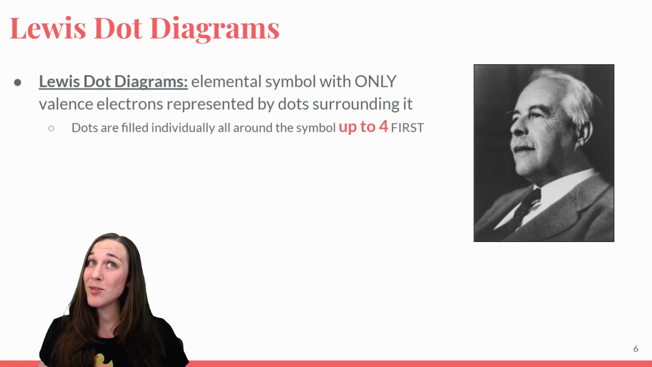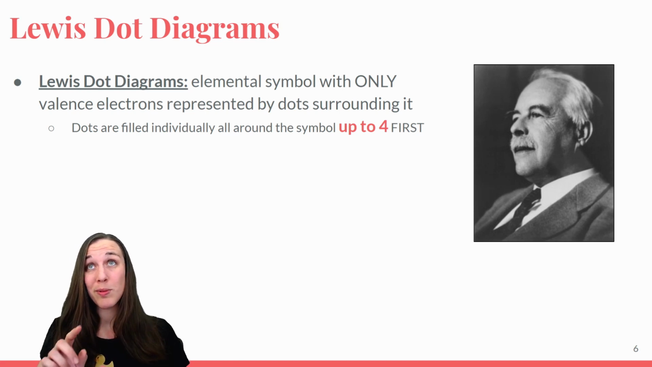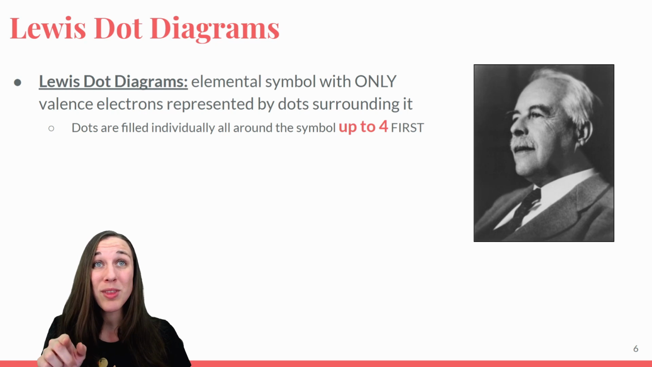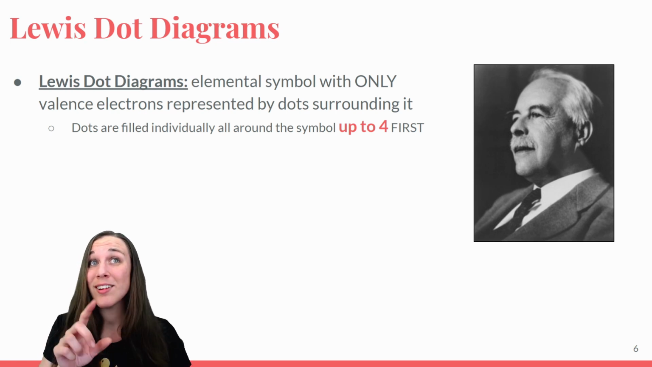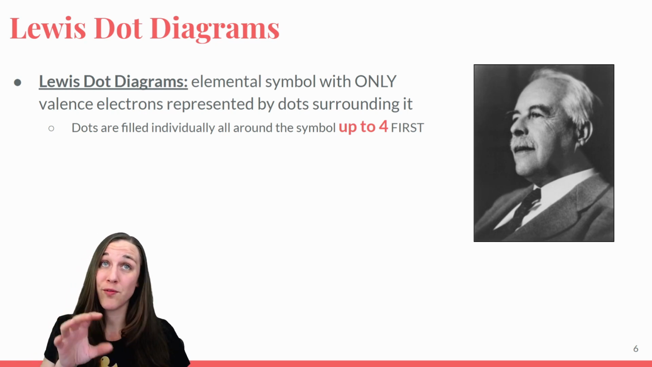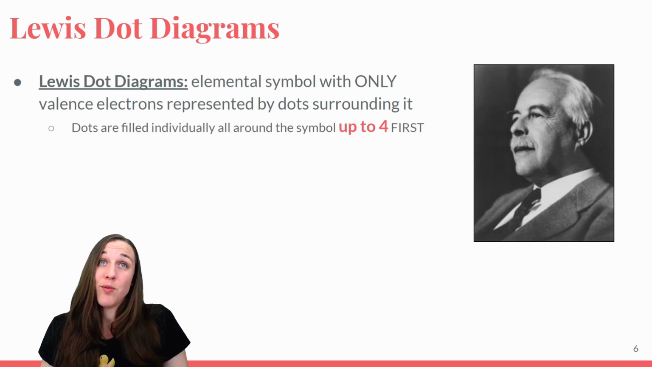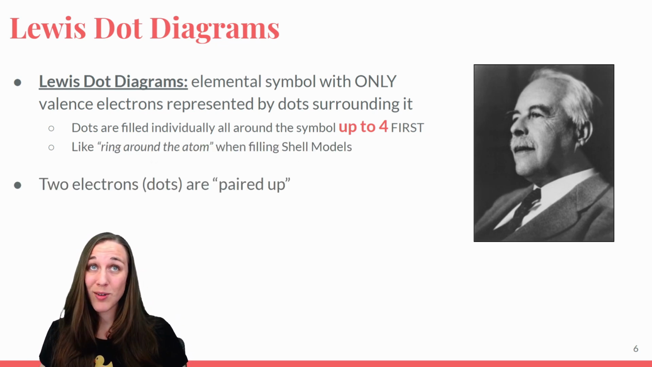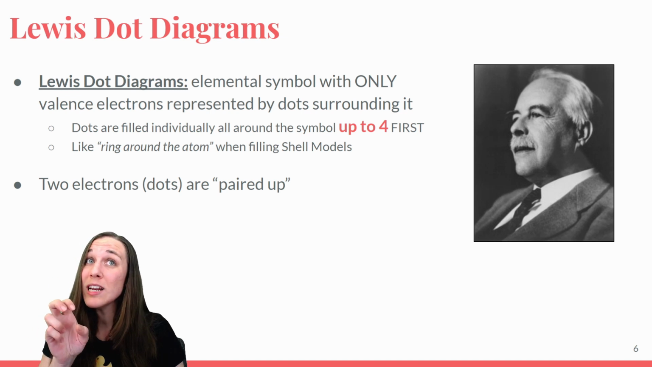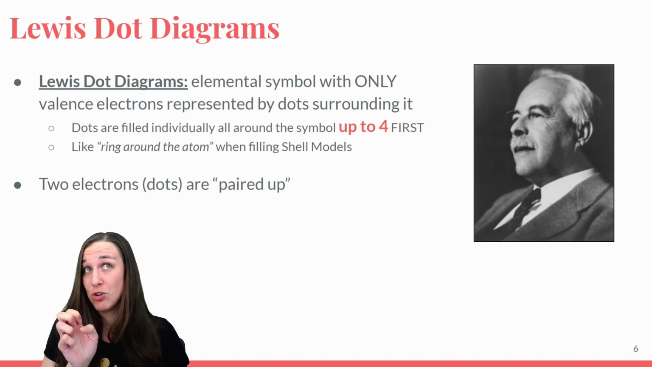The way you go about doing this is very similar to the shell model where you play ring around the rosy, pockets full of posy. In other words, you're filling up the dots, the valence electrons, around an element symbol up to 4 first. Then you go back and you pair them up together if there's more than 4. So after playing ring around the rosy, if you still have more than 4, that's the point at which you would go back and pair any of the lonely dots or the lonely electrons together.